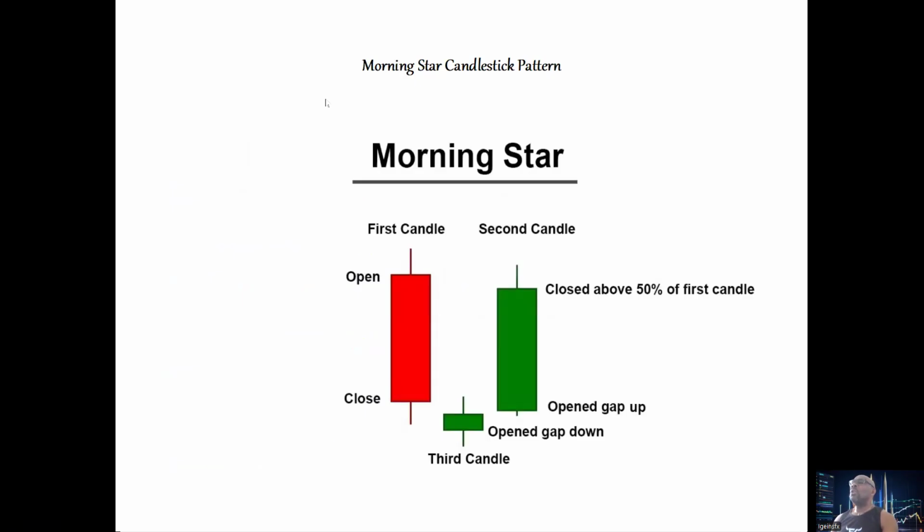This is what we call the morning star candlestick pattern. All right? Morning star candlestick pattern. So the first candle opens at the top and closes at the bottom. Remember what I taught you guys about a bearish candle. A bearish candle opens at the top and it closes at the bottom.